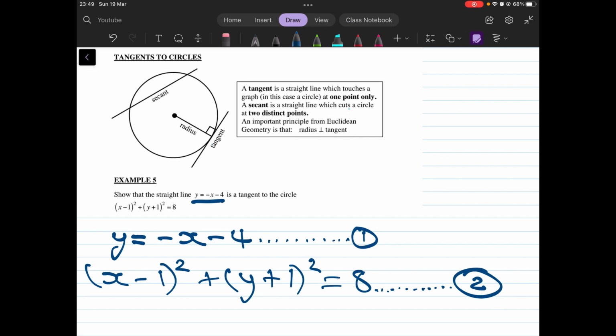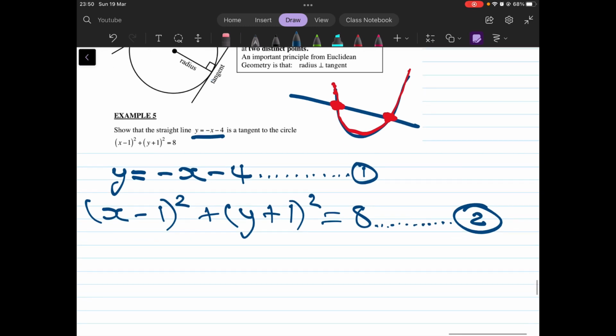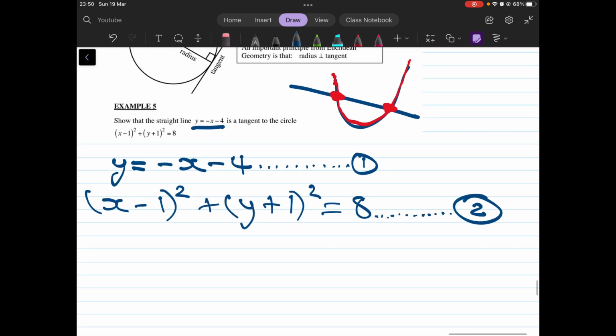If you can remember the fact that a circle is also a graph and a straight line is a graph. So whenever you have two graphs meeting, to find the points of intersection, if you remember from simultaneous equations, you usually have one of the equations being an equation of a parabola and the other one being the equation of a straight line. So to find the intersection points, you were solving the equations simultaneously. So even here we are still doing that, because a circle is just a graph, a line is a graph as well.